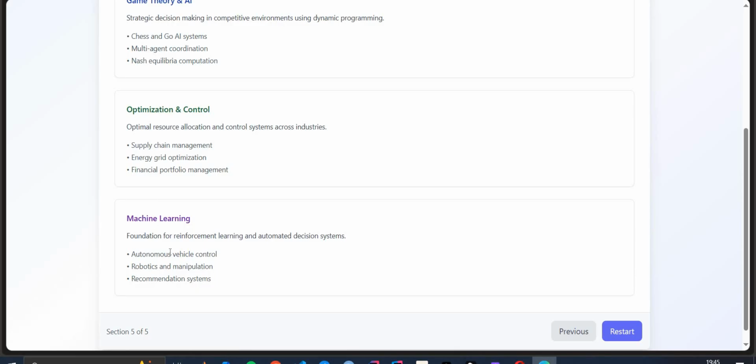And in machine learning, Bellman equations are the foundation of reinforcement learning. Autonomous vehicles use them to decide when to accelerate or brake. Robots use them to learn how to move and handle objects. Even recommendation systems rely on these ideas to predict which action, say which movie suggestion, will lead to the highest user satisfaction in the long term.